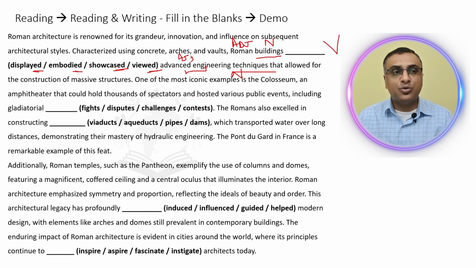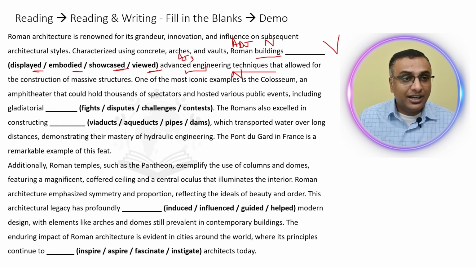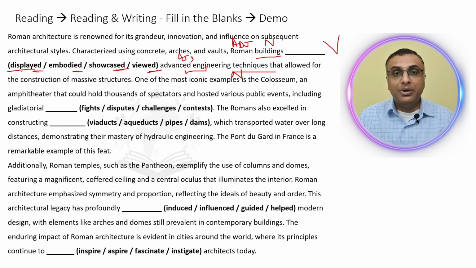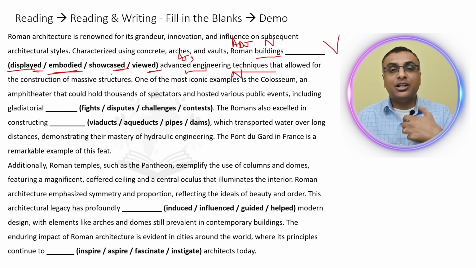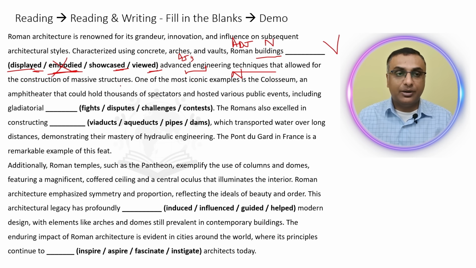Now, which is the best word that will fit over here? Okay. Can we take displayed over here? Roman buildings displayed advanced engineering techniques could be a very good option. We will park displayed. Now, what is embodiment? Something that you personify. So, absolutely, embodiment will not fit.